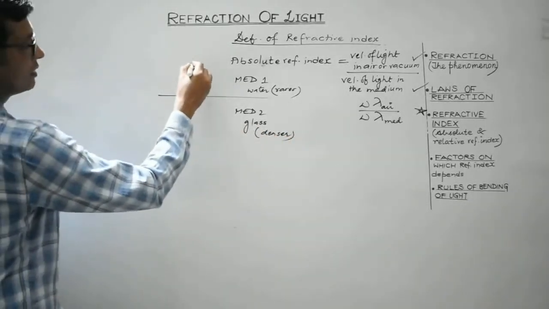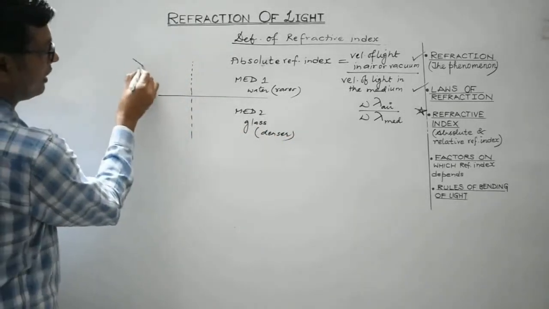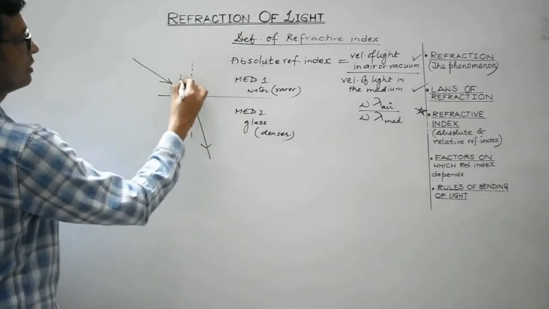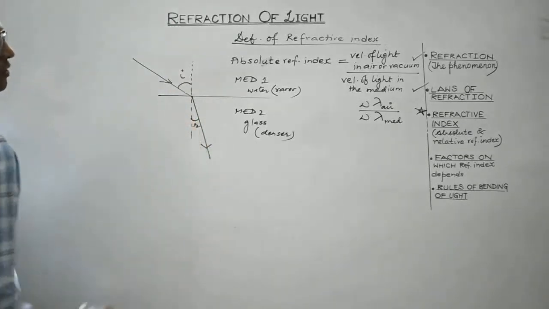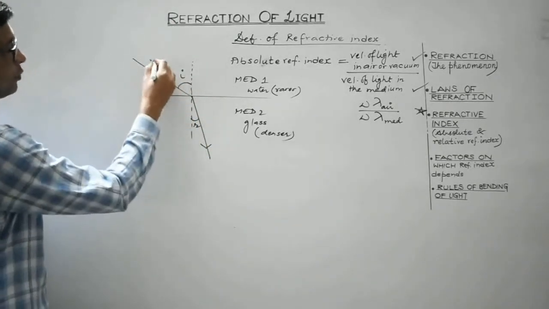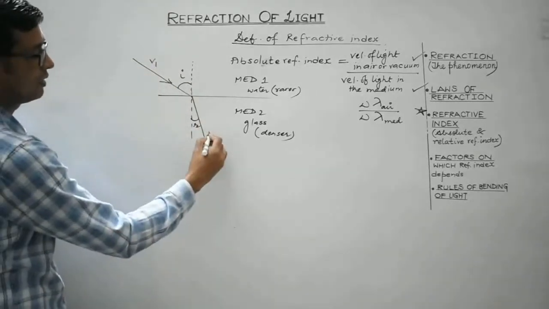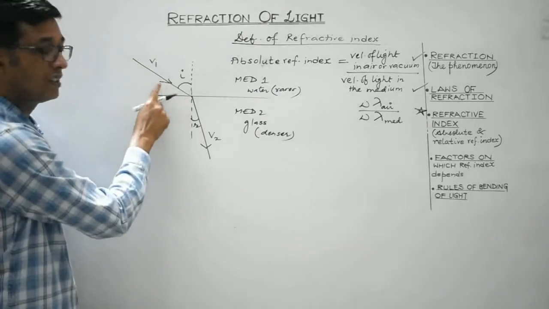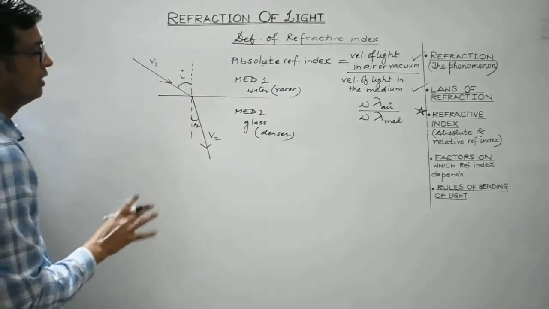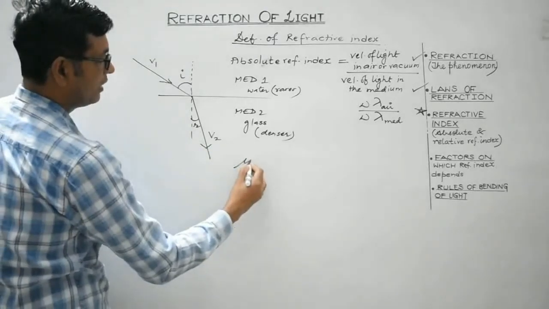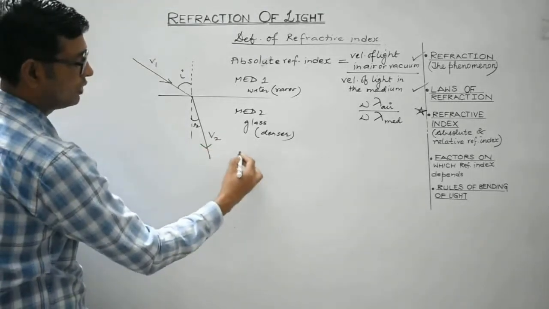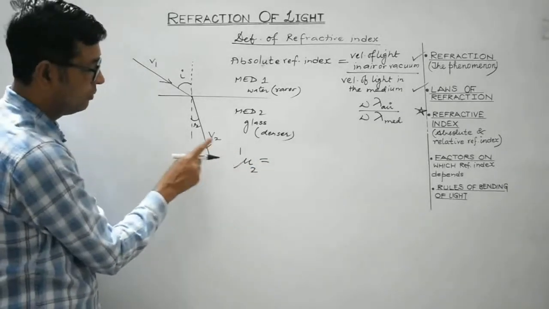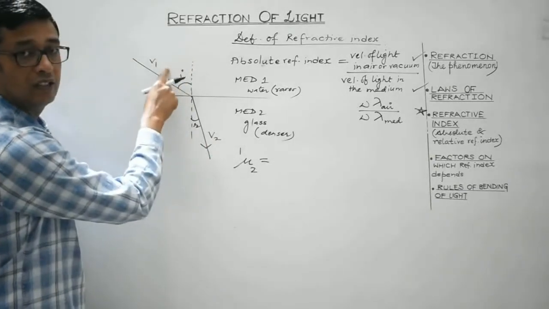So what happens is, when the ray travels from rarer to denser, it will bend towards the normal like this. This is the angle of incidence, this is the angle of refraction, right? Here the speed of light is suppose v1. Here the speed of light is suppose v2. Obviously in the rarer medium, the speed of light is greater than that in the denser medium, right? So here the refractive index of medium 2 with respect to medium 1, this is how it is written, and it is read as refractive index of medium 2 with respect to medium 1.